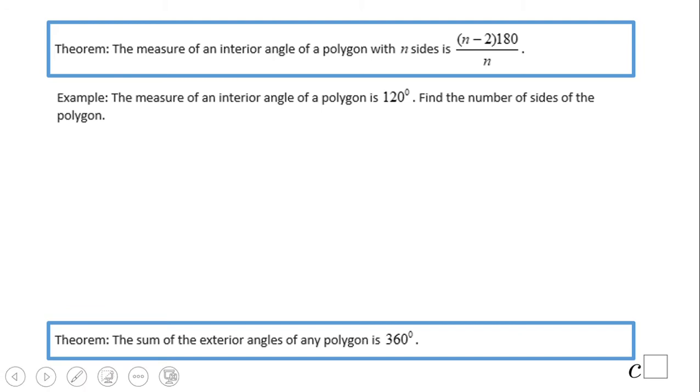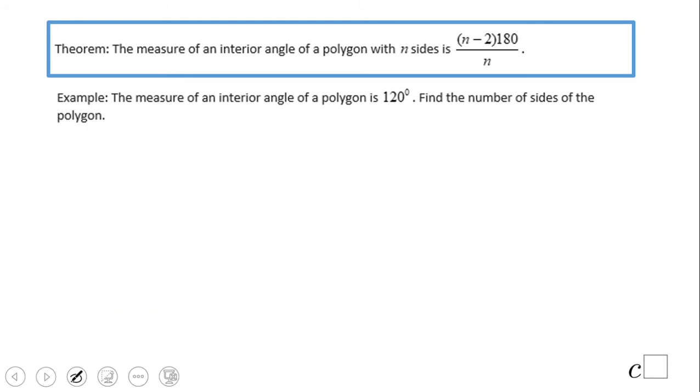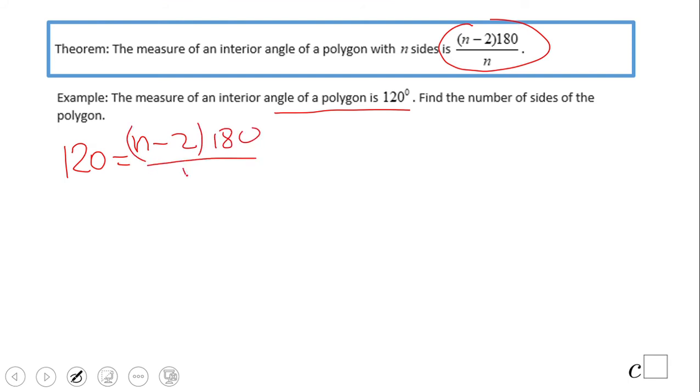However, in this problem, we have the interior angle. The question is, can we find how many sides we have? So this is kind of a backwards problem. We're going to say 120 equals n minus 2 times 180 divided by n. And we need to solve here, so we're going to cross multiply, right? 120 times n equals 1 times all that expression, n minus 2 times 180.